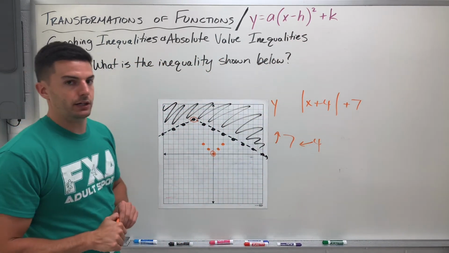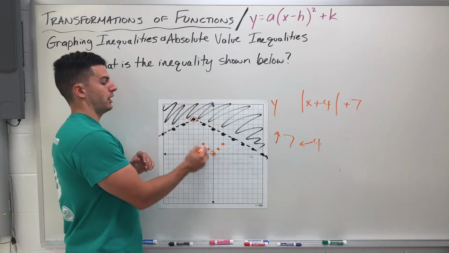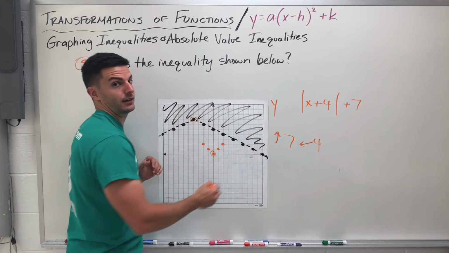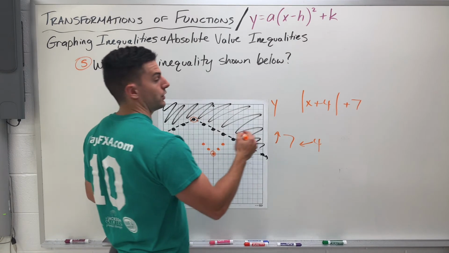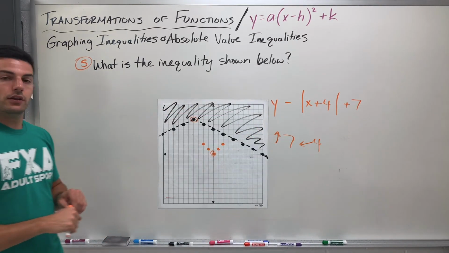How else does it compare to the original, okay? Well, you notice that instead of opening upwards like a V shape, it opens downwards. These lines are going diagonally down, which means a vertical flip happened. So there's going to be a negative out here. And then what else happens?